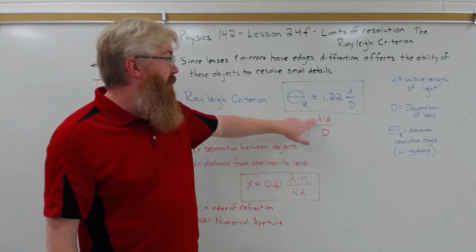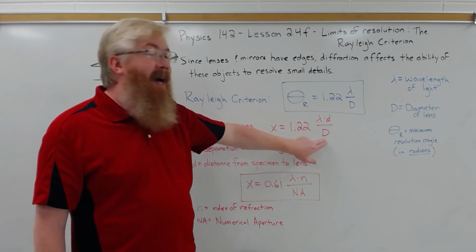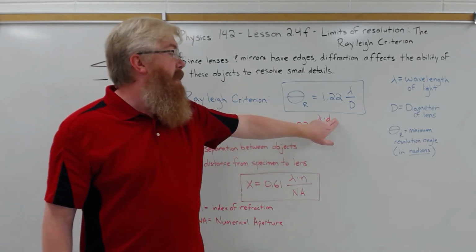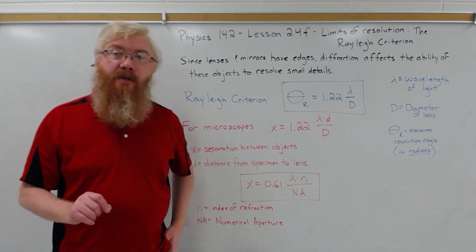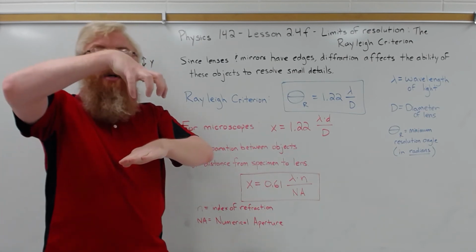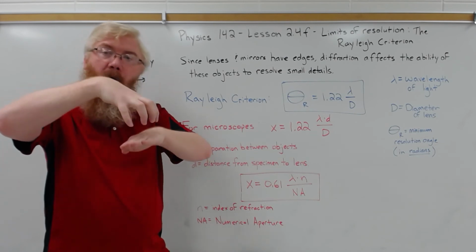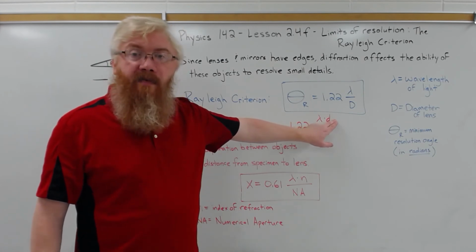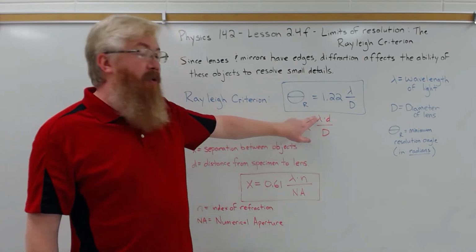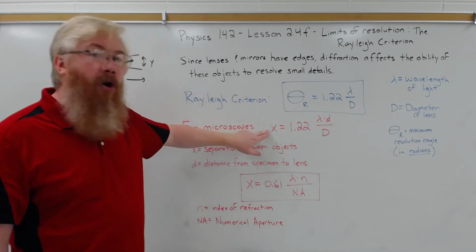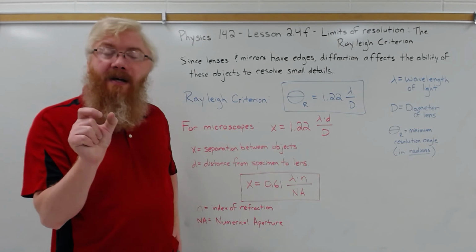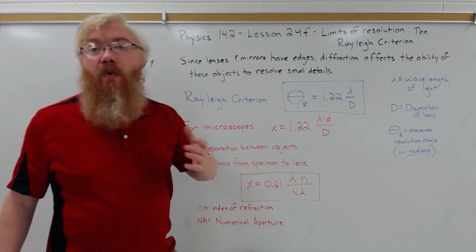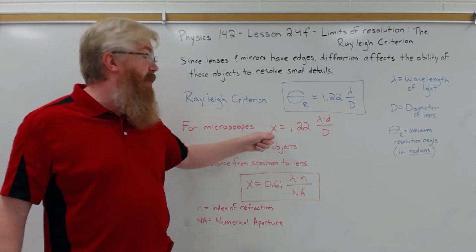1.22 comes from the equation above. The wavelength is still there. The lens diameter, this is the diameter of your objective lens in your microscope. Small d here is the distance from the specimen to the objective lens. That's, again, you have a slide and you have your objective lens sitting above it. d is that separation. How close is the specimen to your objective lens? If you know how close your specimen is to the objective lens, if you know the diameter of the objective lens, if you know the wavelength of light you're using, you can determine how close together objects can be minimum in order to resolve them. So if they're smaller than that distance, you wouldn't be able to tell there are two objects there. If they're bigger than that distance, you would.